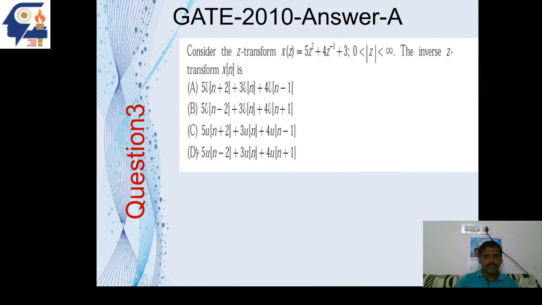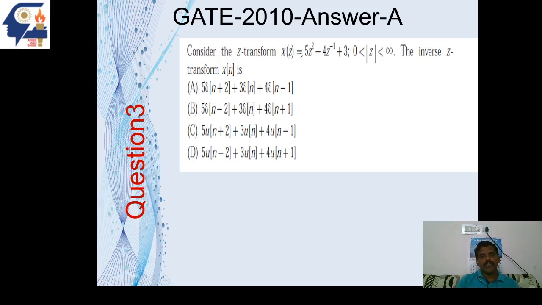Now GATE 2010, they have given one question on the z transform. Consider that the z transform of x of n is X of z, given by this expression. They have given |z| greater than 0, less than infinity. Then what is the inverse z transform of x of n? We can find the solution in two ways. Just apply the inverse z transform for the given X of z and we will get the answer.